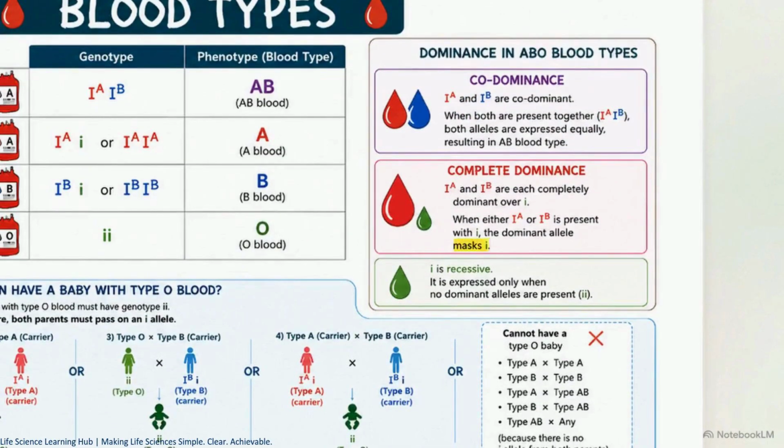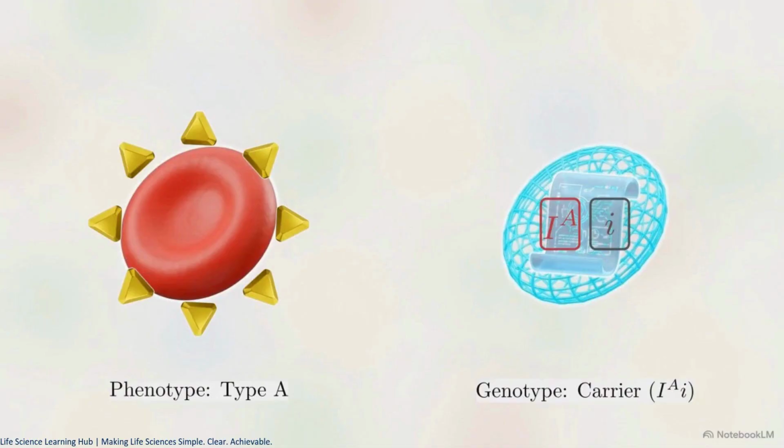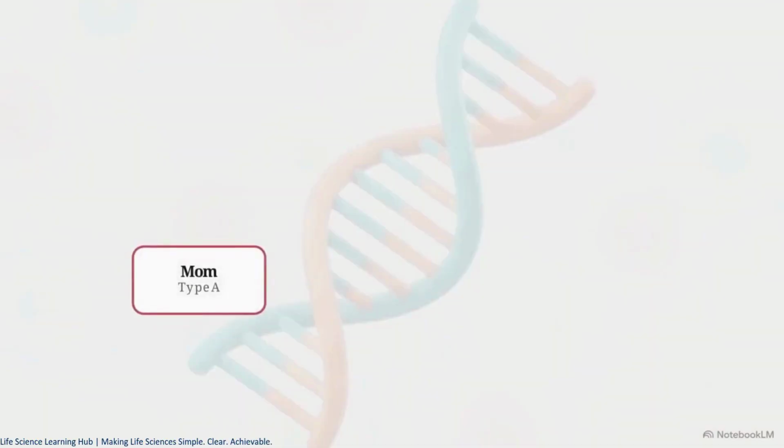The IA and IB alleles mask the presence of the recessive i allele, which is only expressed if no dominant alleles are present. This means a person's visible blood phenotype can hide a silent recessive allele. When this happens, that person is a carrier for a blood type they don't physically show. Let's look back at the mother. She has type A blood, but we don't know if she has two dominant A alleles or if she is a carrier for the recessive i allele.